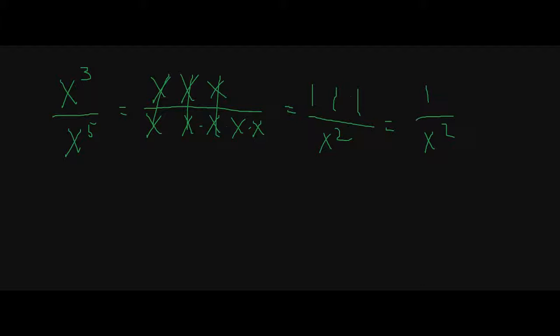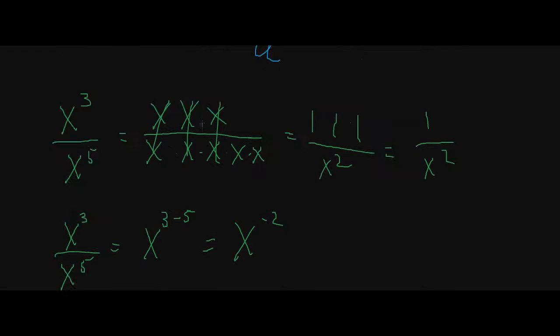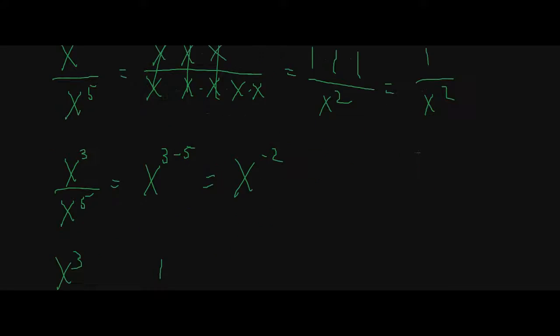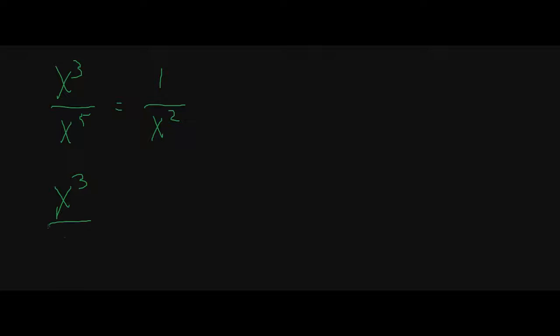Alright, let's look at this right here. If I have x to the third divided by x to the fifth, I can use the quotient property, right? I can subtract these exponents. So x to the third divided by x to the fifth is the same thing as x to the 3 minus 5, which is equal to x to the negative 2. Using the work above, x to the third divided by x to the fifth is equal to 1 over x squared, because we just did the work by expanding it out. And using the quotient property, we know it is the same thing as x to the negative 2.